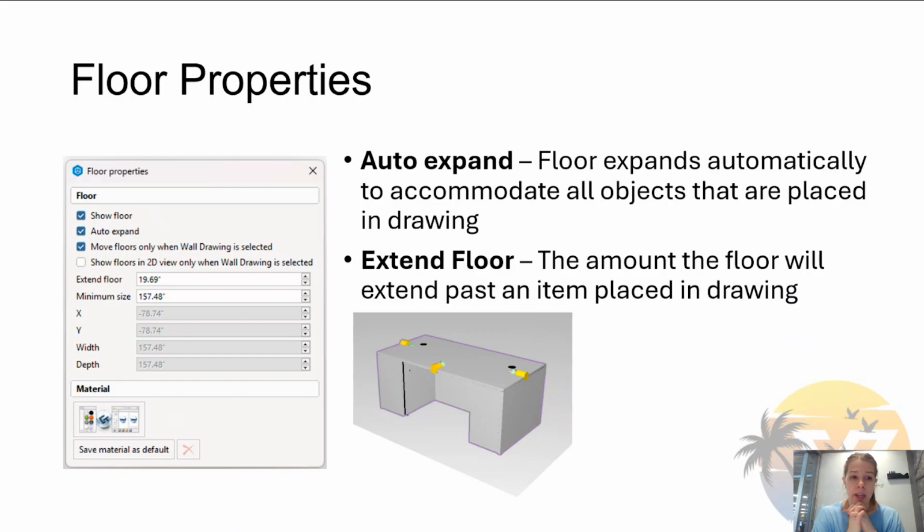Extend floor, that dimension is the amount that the floor will go past that piece of furniture. The default, I believe, is 19.69 inches. You can change that to whatever dimension you want. You can see in that image it's expanding past the furniture in both directions, here and here, 19.5 inches or so.